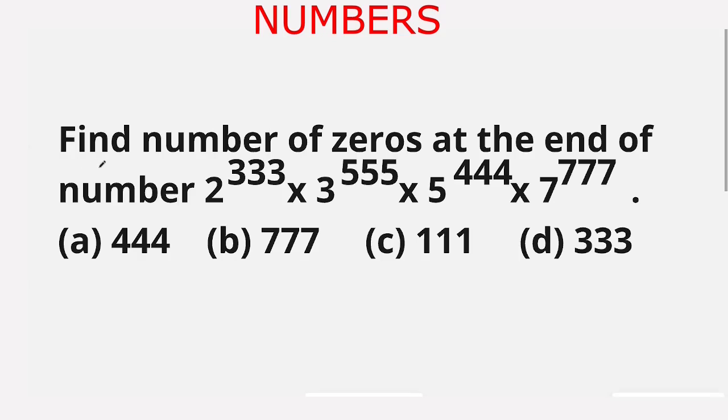Our question is, find the number of zeros at the end of the number 2 to the power 333 multiplied by 3 to the power 555 multiplied by 5 to the power 444 multiplied by 7 to the power 777. The given options are option A, 444, option B, 777, option C, 111, option D, 333.